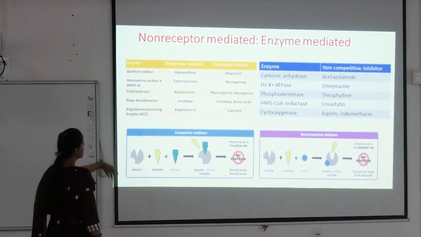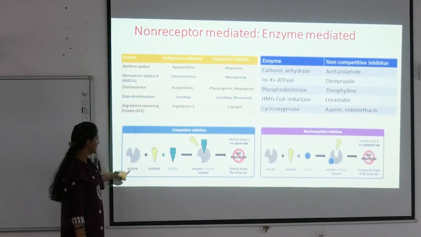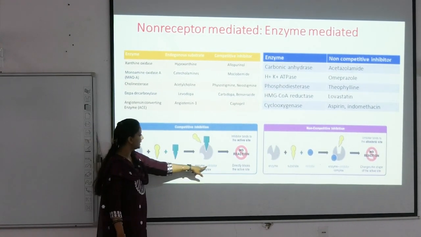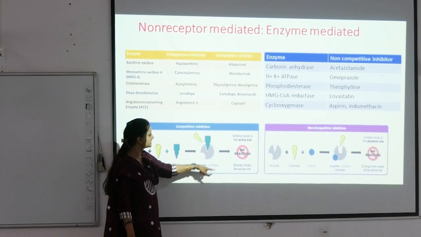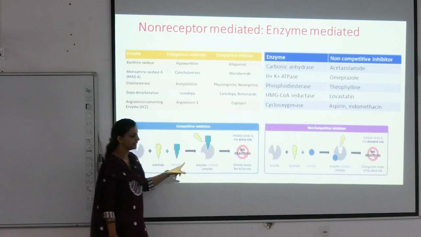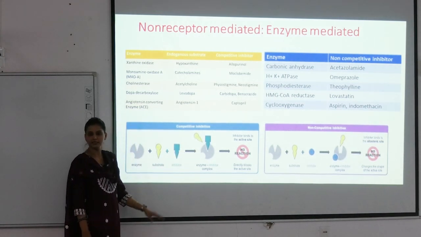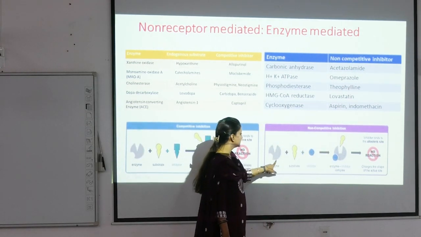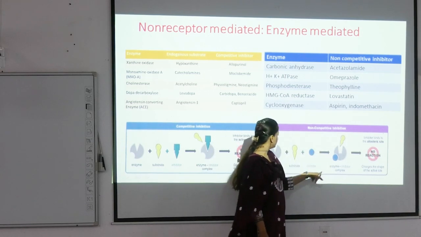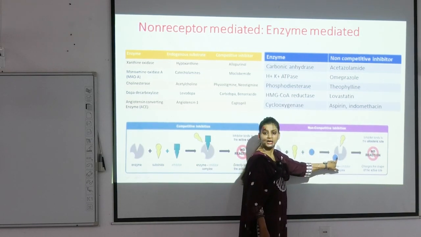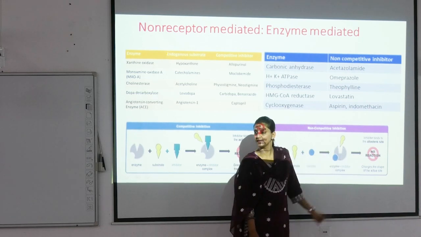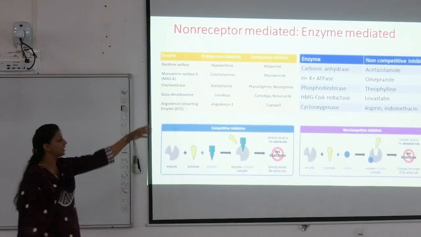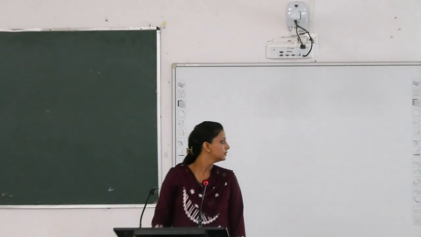So these are the examples. See, competitive: enzyme, substrate, inhibitor. Both are competing with each other. An enzyme-inhibitor complex is formed, and the activity is blocked because the inhibitor goes and blocks, not allowing the substrate to come. What is happening in the non-competitive type? Enzyme, substrate, inhibitor. The inhibitor binds to the other side, not the substrate binding site. These are the examples of competitive and non-competitive inhibition. Next.